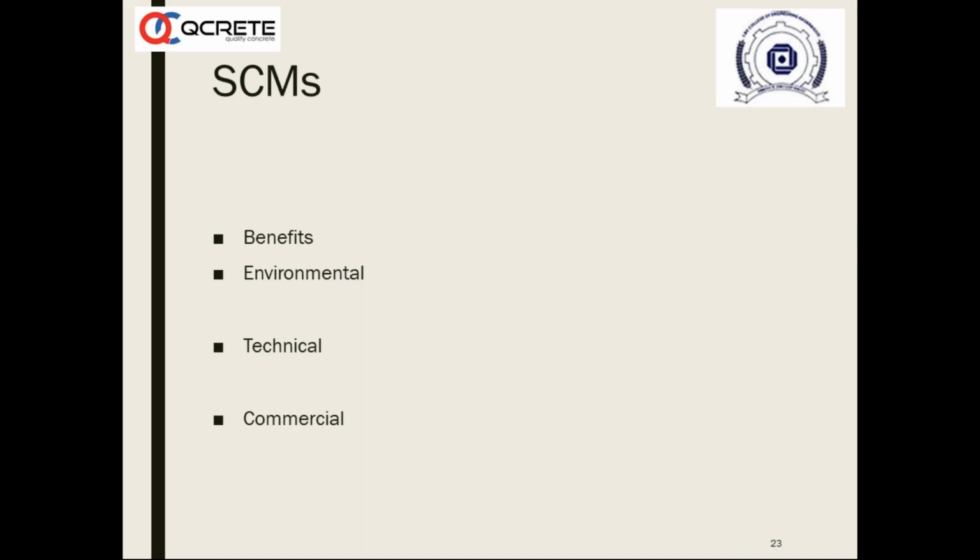So supplementary cementitious materials, as I said earlier, have compounds like Al2O3, SiO2 and Fe2O3, but they cannot themselves be a complete replacement for cement. They have to be used in conjunction with cement, along with cement. So that is why they are called supplementary cementitious materials. They are also called pozzolanic materials. They are also called mineral admixtures.